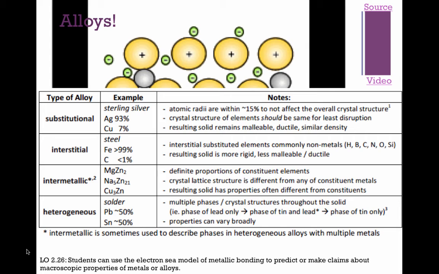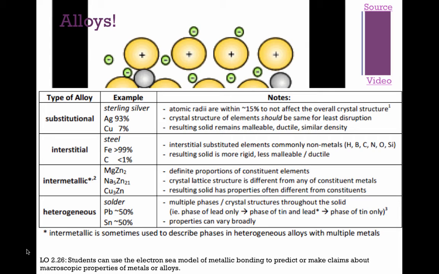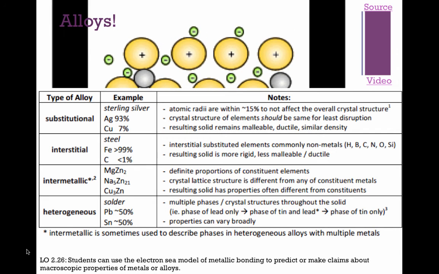Here are the different types of alloys. All right, substitutional is when you have similar sizes. Substitutional alloys tend to be malleable. They have similar densities. They're ductile, so you can pull them into thin wire. Interstitial alloys have a much more rigid structure, a lot harder to break.